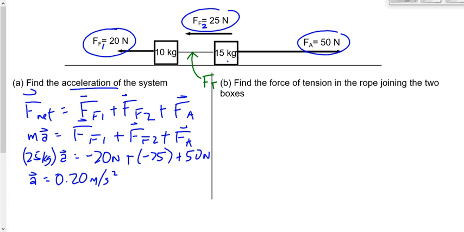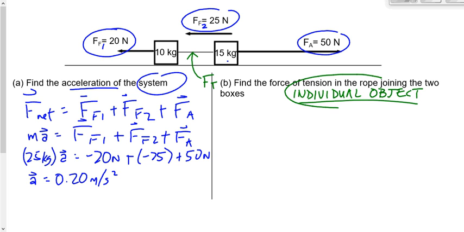What we're about to do is a little new. What we're about to do is to find that force of tension that acts between the 10 and the 15, the internal force, as we call it. To do that, we have to analyze an individual object, one object. So remember, on the left-hand side, we were analyzing the system. Now we're analyzing an individual object.